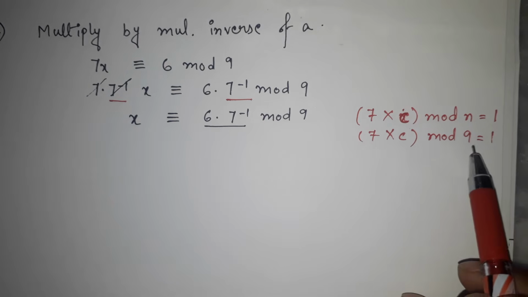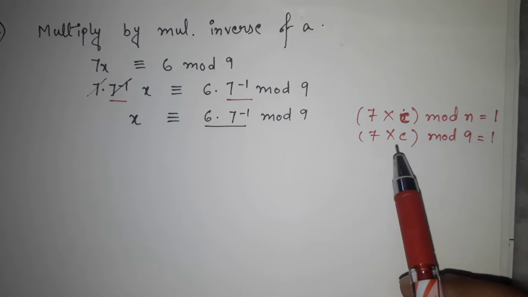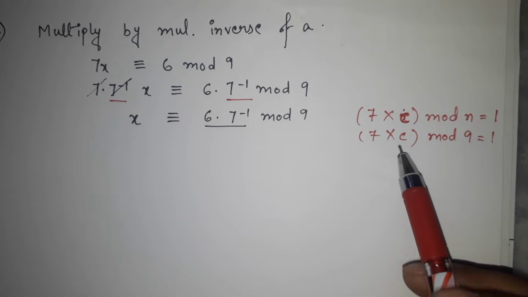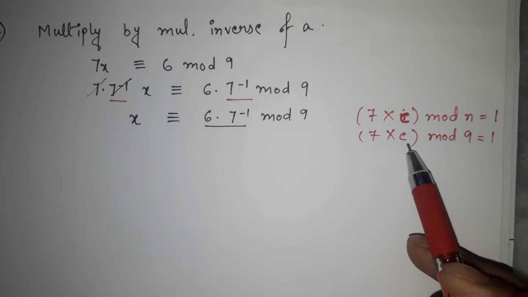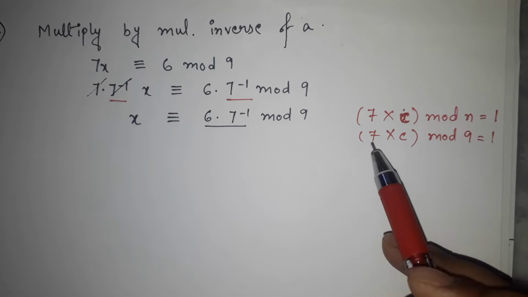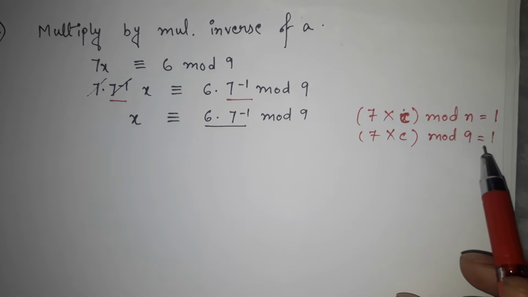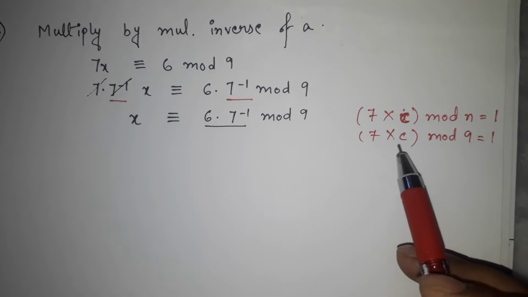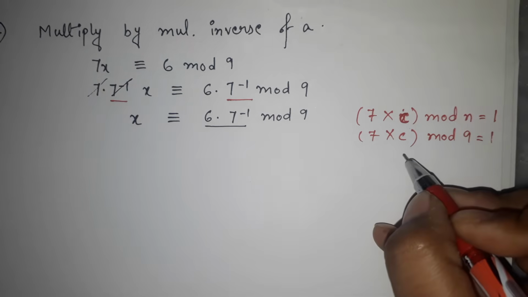7 into c mod 9 equal to 1 means we have to do a kind of trial and error, and find a value of c such that after multiplying c with 7 and finding mod n, we will get 1. Let me show you how you can do it.